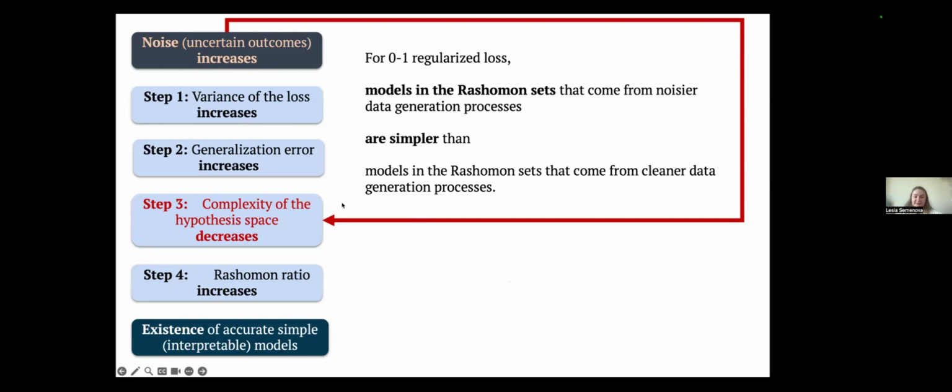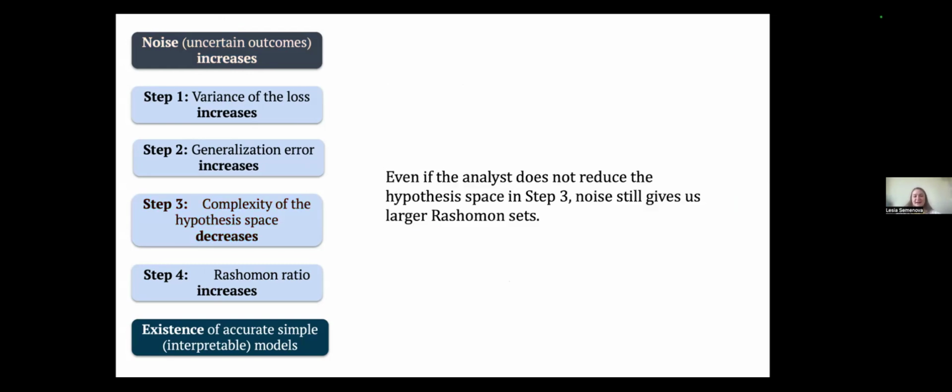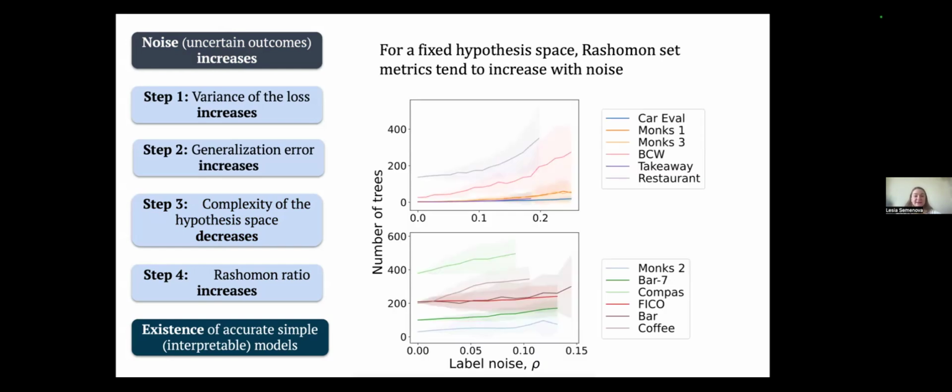Now, interestingly, both of these cases, ridge regression and 0-1 regularized loss, are regularized. However, what if I'm not regularizing? Let's say that I don't want to do that, and basically I'm skipping step 3, so I will not reduce the complexity of the hypothesis space. Turns out, in this case, my Rashomon ratio will still increase. And here is an illustration to help see that.